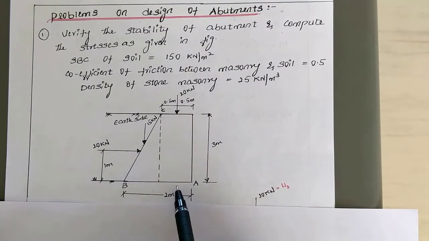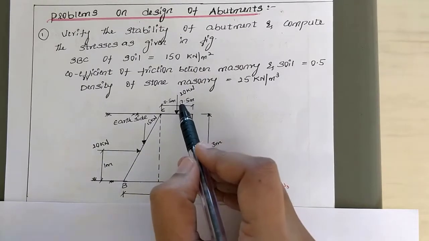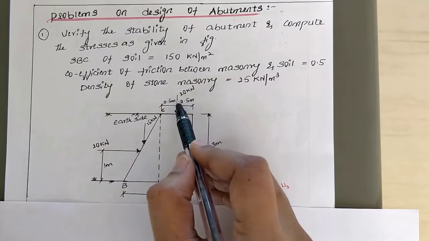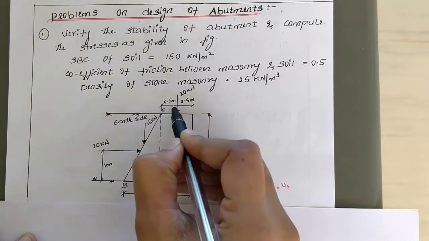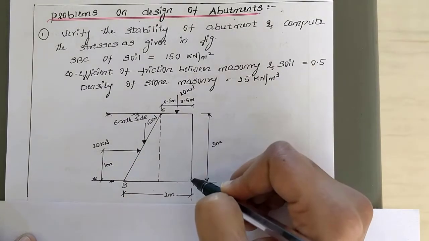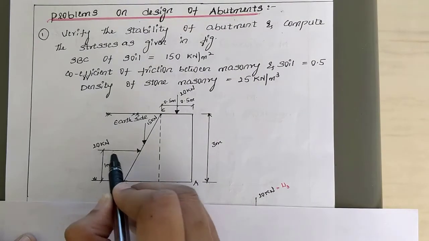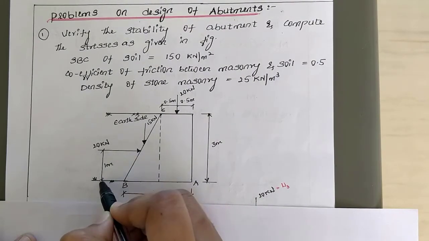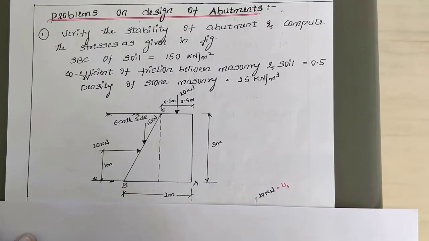Okay, this is the figure they have given. This is the abutment face. That is a 20 kilonewton force. It is the vertical force which is acting at a distance of 0.5 meter from C, and from this end to this end it is 0.5. The total height of the abutment is 3 meter and the bottom width is 2 meter, and the 20 kilonewton force is acting at a height of 1 meter, and the 15 kilonewton force is acting. Okay, you need to check whether it is stable or not.